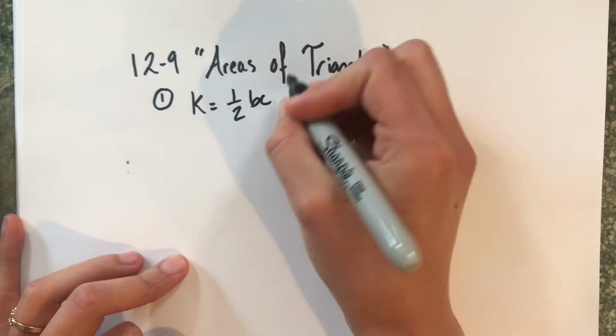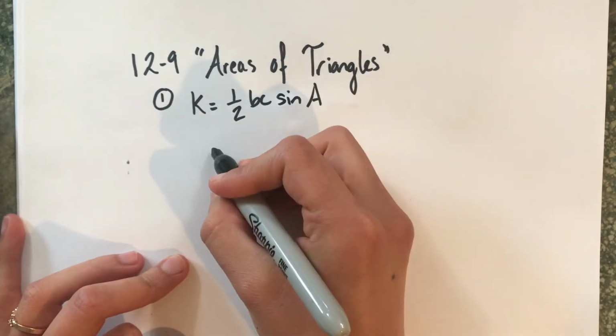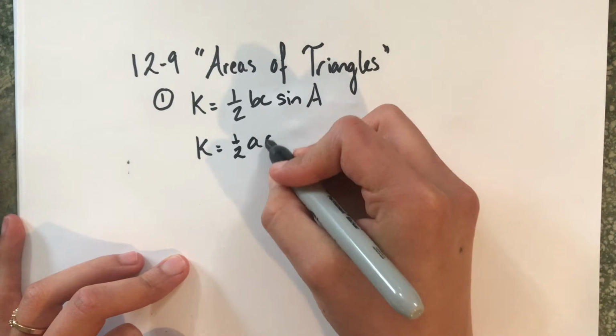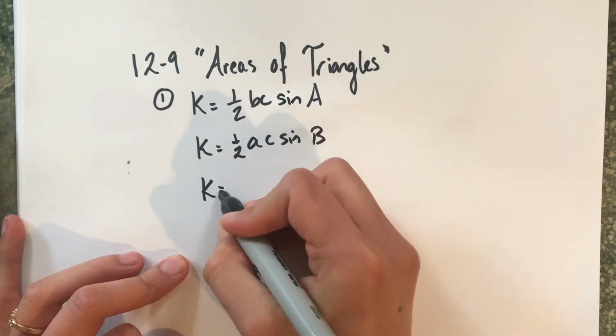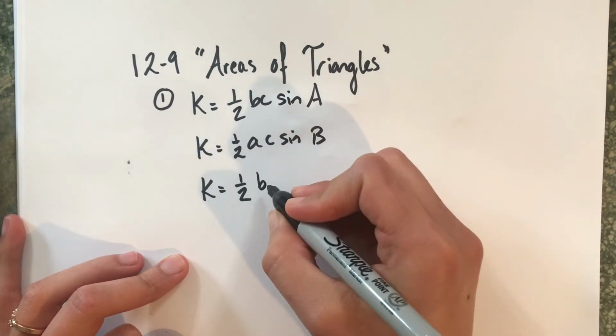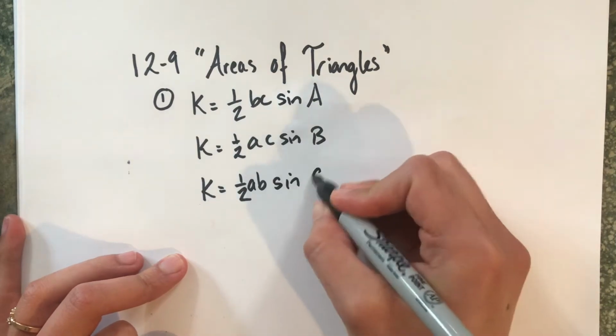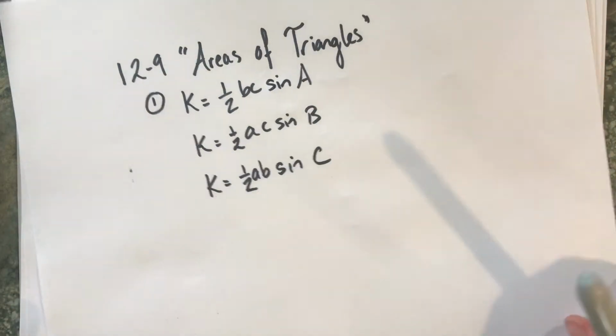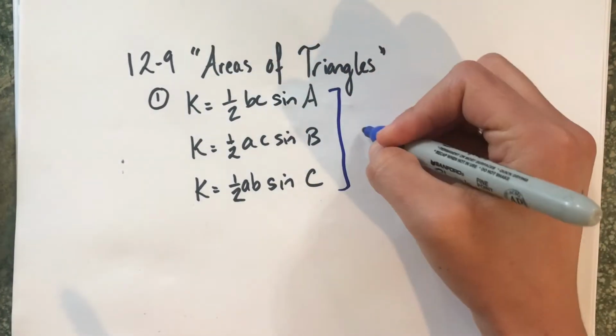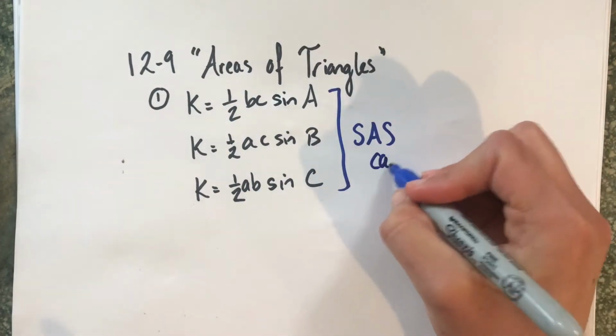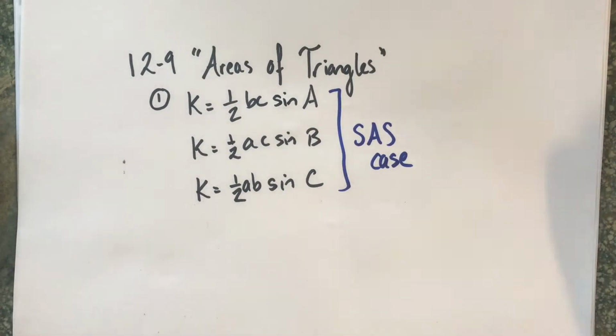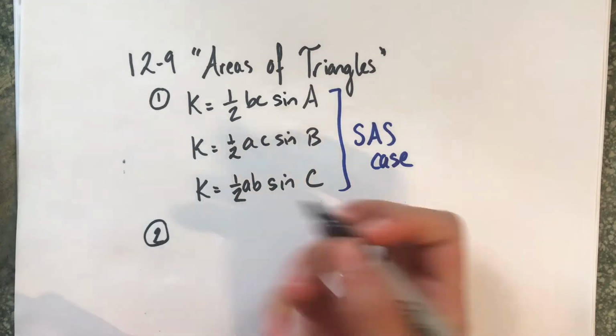Okay, so the first one is, I'm going to have K be the area. So K is equal to 1/2 BC sine A. Okay, the other ones are 1/2 AC sine B, 1/2 AB sine C. Okay, so notice that the sides and the angles kind of switch in every one. Okay, so this is the SAS case, side angle side case.